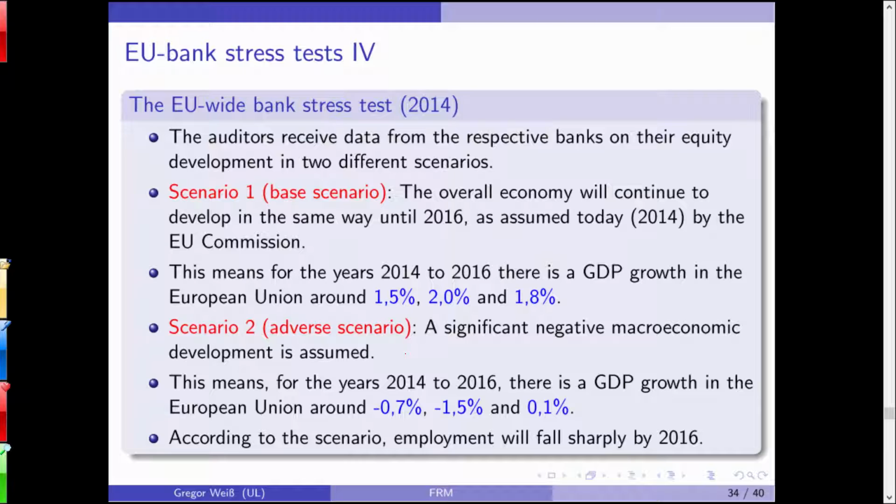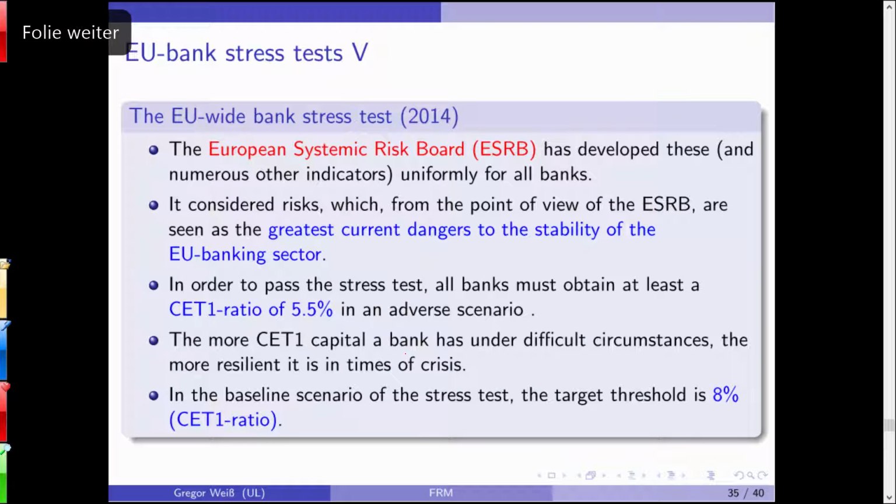So this is even more ridiculous than the European stress test in banking. You can see some of the scenarios, base scenario, adverse scenario, GDP growth decreased by 1.5% and so on. And the European Systemic Risk Board developed these and other indicators uniformly for all banks. And then they set a CET1 capital ratio for those banks. You can read about the details later on. I mean, you get the idea.